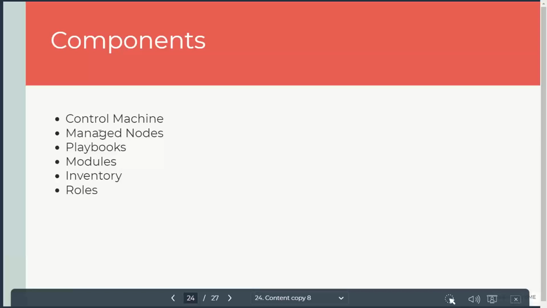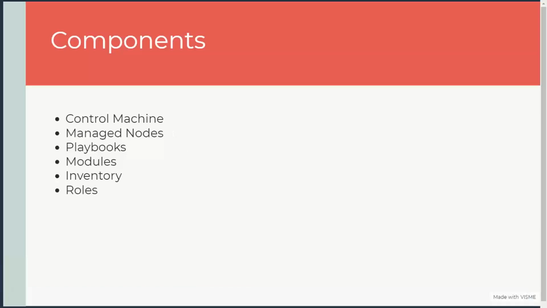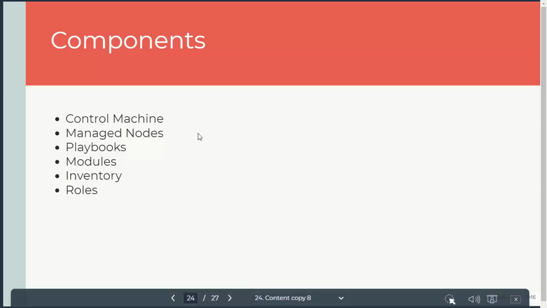And the managed nodes: whatever child nodes are associated with the control machine, we call them managed nodes. It can be anything, like a Mac, a Windows, or a Linux machine. If it is a Windows machine, it will connect through PowerShell, and if it is a Linux machine, the popular protocol is SSH, so it will connect through that.